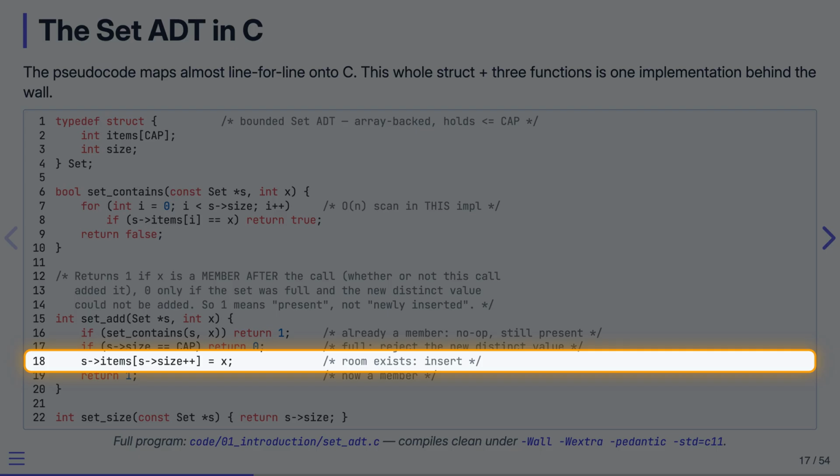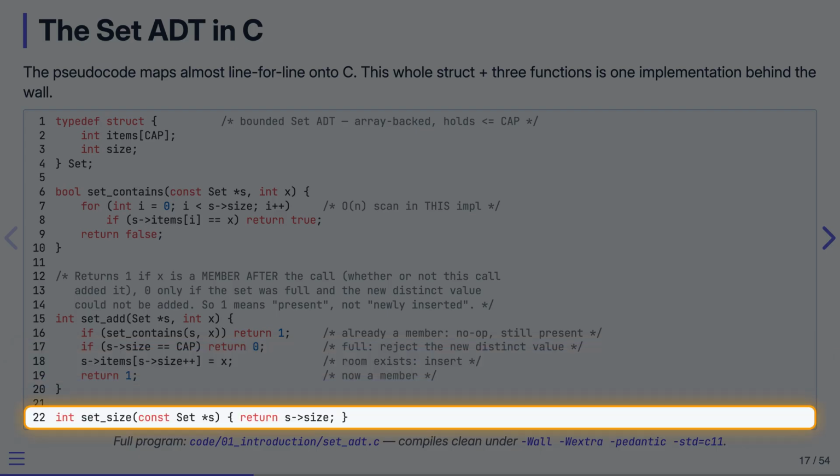Otherwise there is room. It stores x in the next free slot and it bumps size up by 1. The plus plus after size is a post increment. It uses the current slot first, then adds 1 to size. The third function is setSize. It simply returns the counter. Three short functions and the whole set contract is kept.